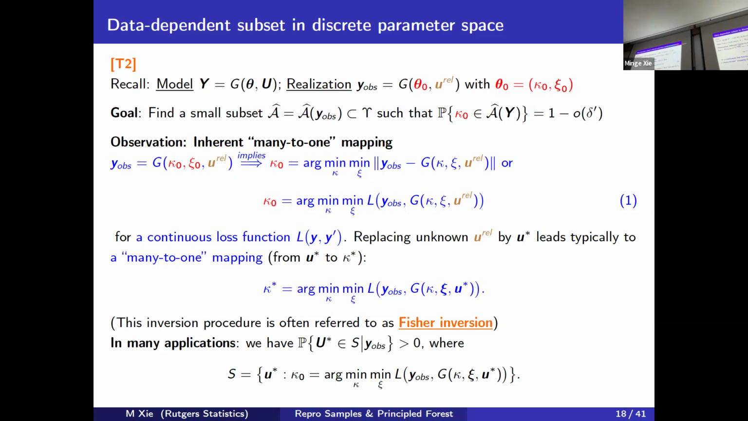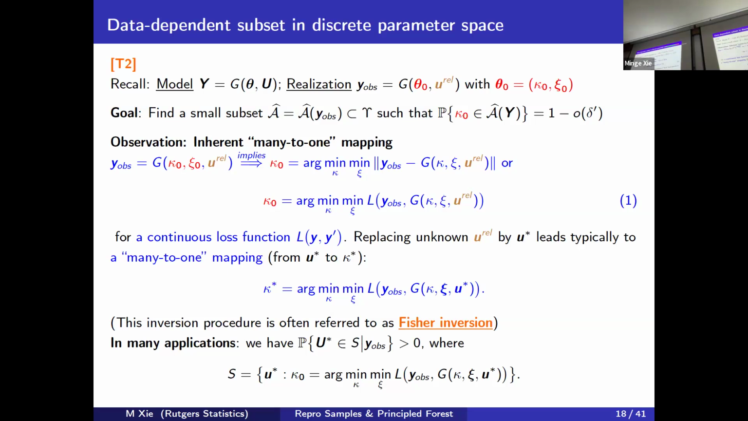But the nice thing is that you notice this is a discrete parameter space, and U typically is noise in an uncountable space like R^n. So there is a many-to-one mapping here, right? You have many U stars giving you the same kappa star, because the mapping from this space to this space goes from an uncountable set to a countable set. So definitely many of them will be the same. In many applications, this set is not empty.